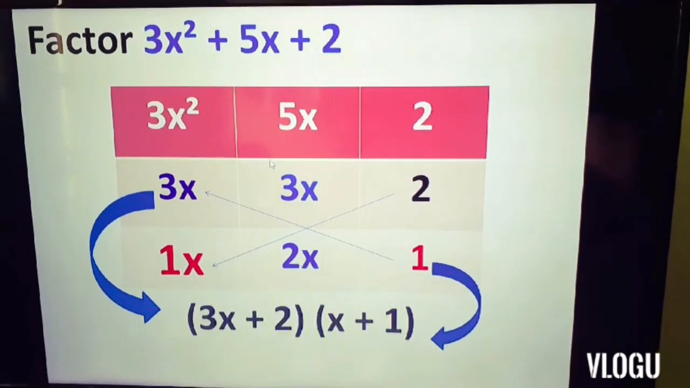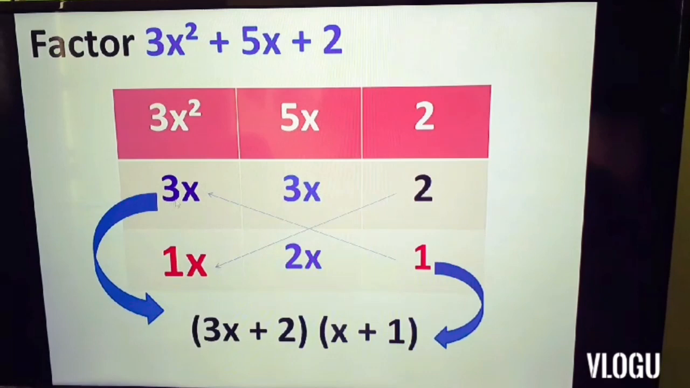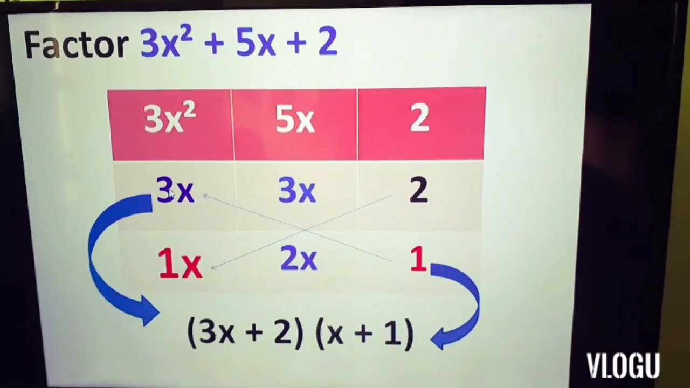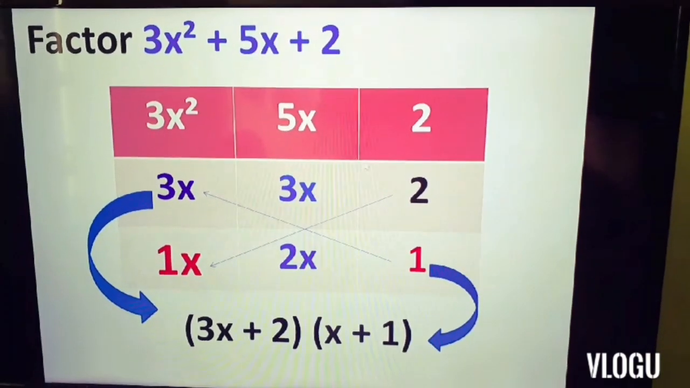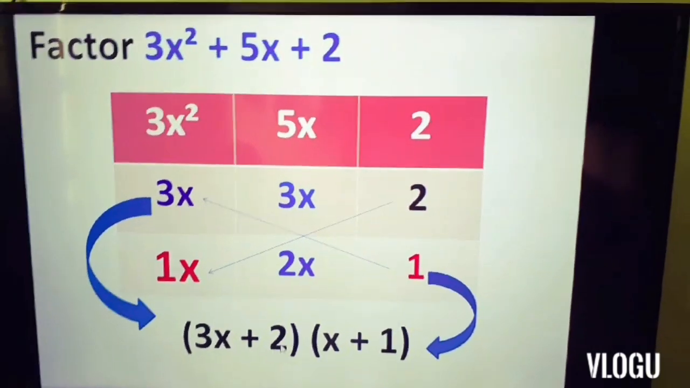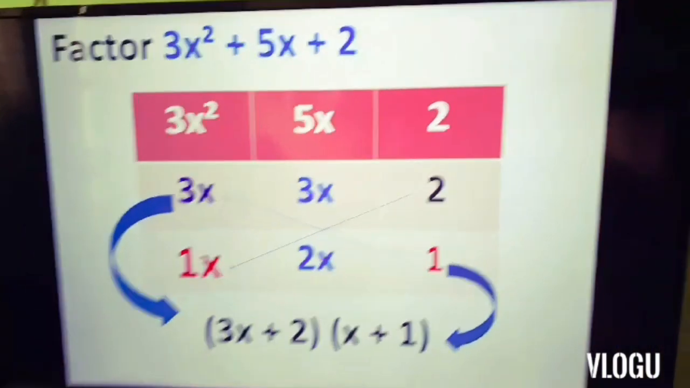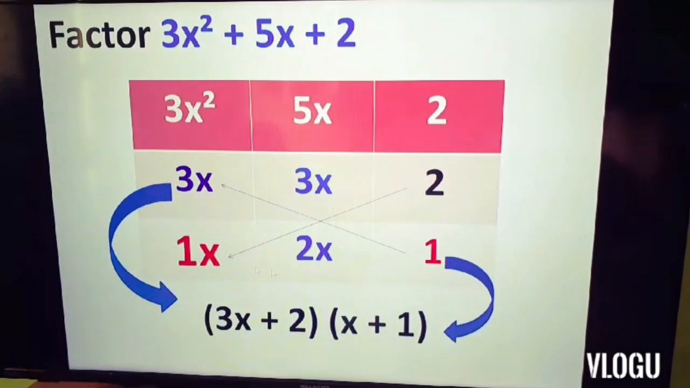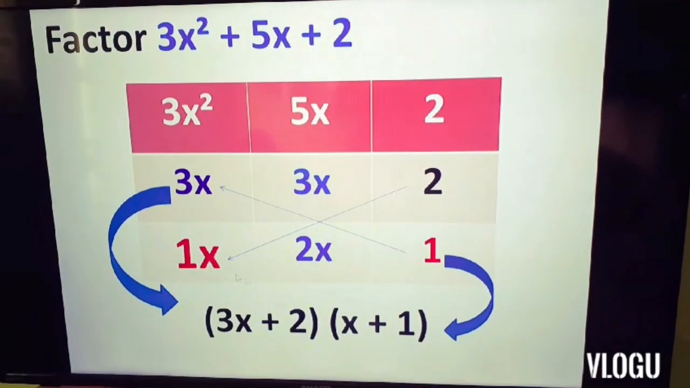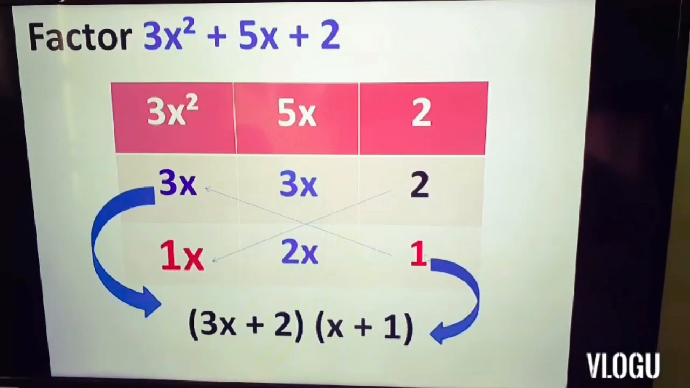Kaya po, ang ating magiging factor na po ngayon na ito, we have 3x, the result of the factor, plus 2, ito yon, our first factor, and 1x plus 1 is our second factor, or x plus 1 is the second factor. So that is our final answer.